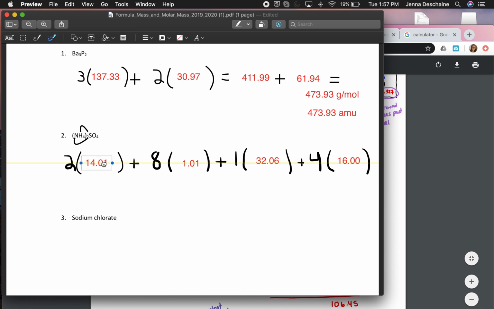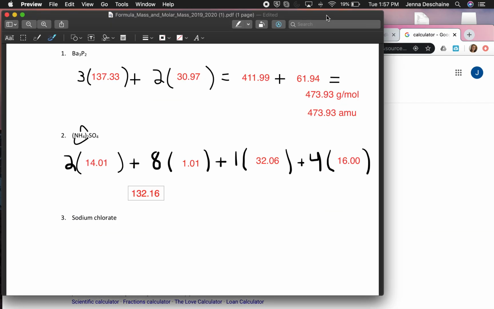So my final answer would be 132.16, I believe we found, and that could be in AMU, so that's my formula mass right here, and then my molar mass is 132.16 grams per mole. Okay? Remember that in every single mole, we have 6.022 times 10 to the 23rd particles. Okay? So that means in every mole of ammonium sulfate, there are 132.16 grams.